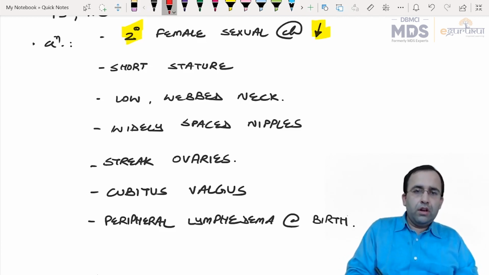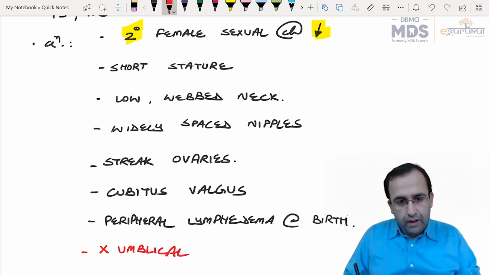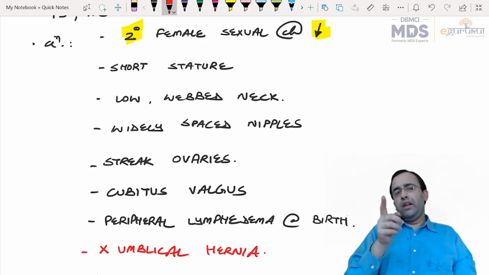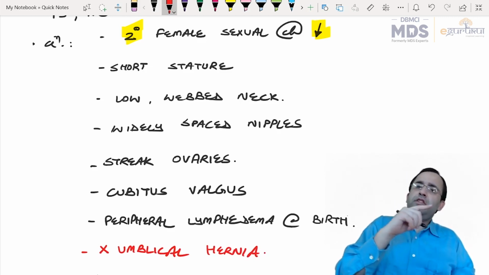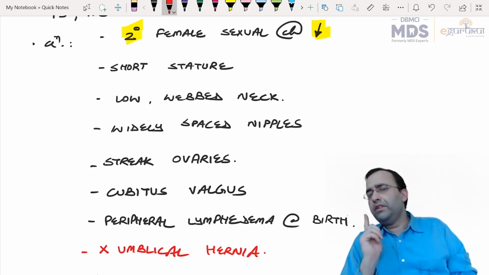First question, Turner's syndrome is not associated with umbilical hernia. Umbilical hernia is a feature of Down syndrome, not Turner's.